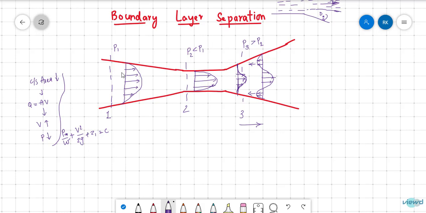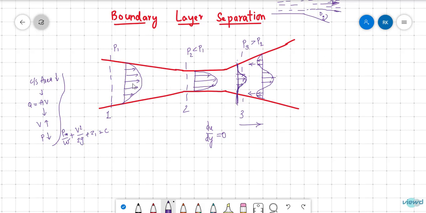These particles are traveling in a direction opposite to the direction of the flow. So this is the point where the boundary layer separation has started. That means here du by dy is equal to 0. At that point, the boundary layer separation has started.